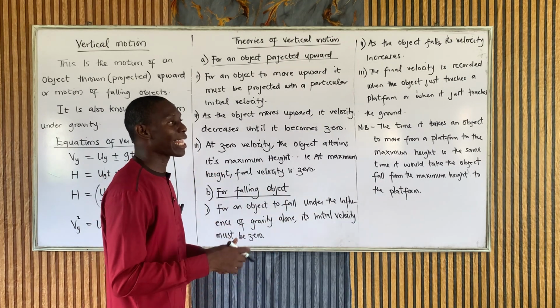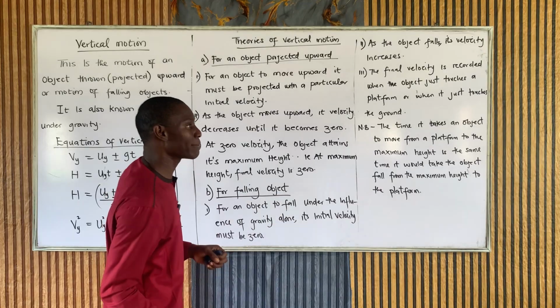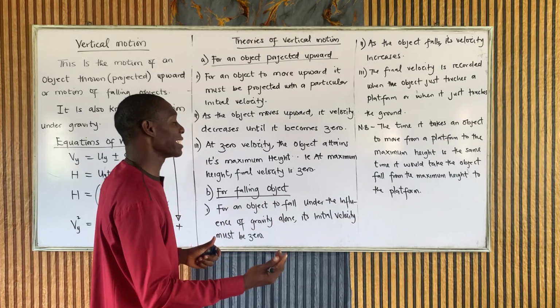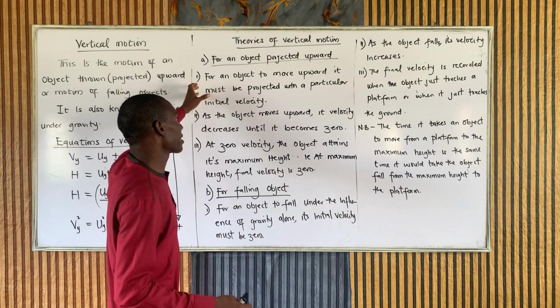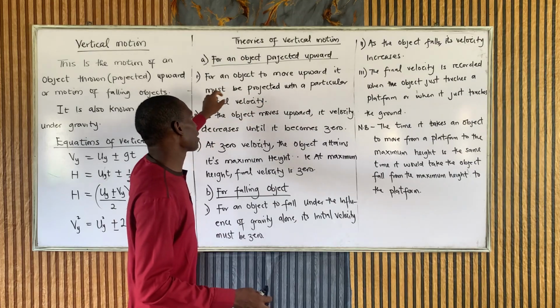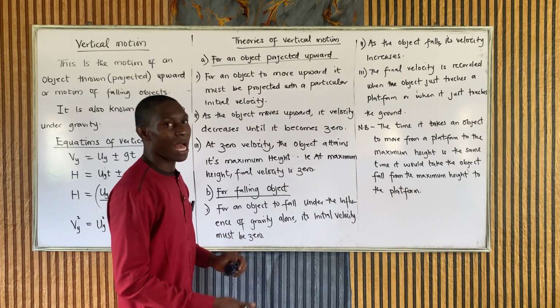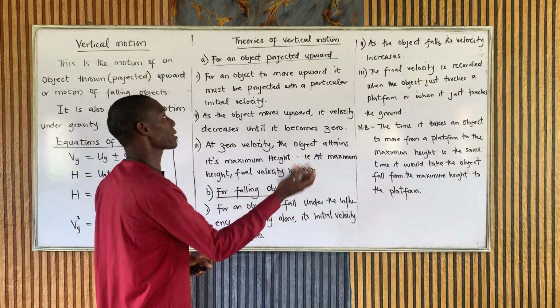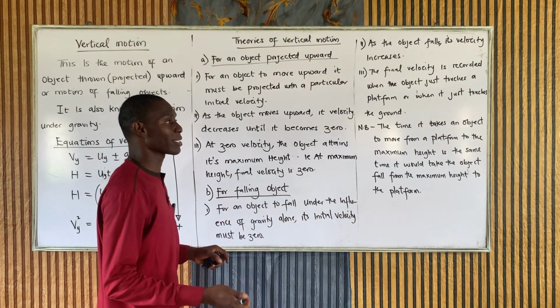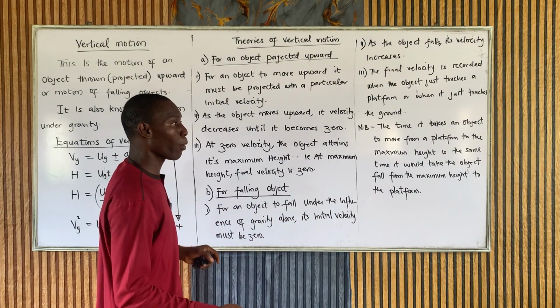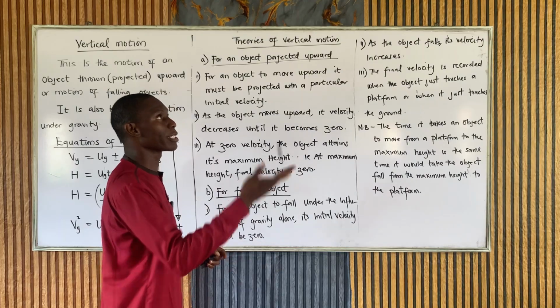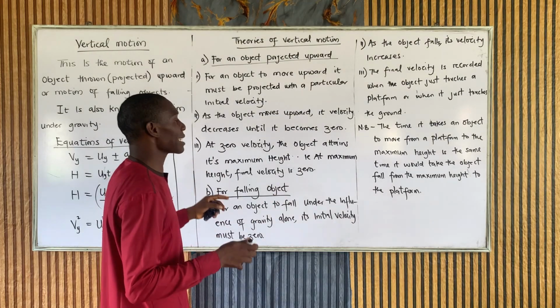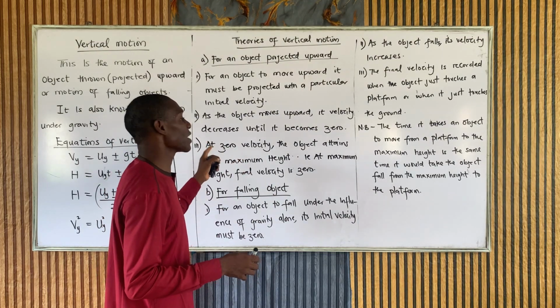First of all, an object cannot move upward except you force it, except you give it an initial velocity. And that's what the first one is saying. For an object to move upward, it must be projected with a particular initial velocity. I must throw this marker upward for it to go upward. So the first one is simply telling us that an object cannot move upward on its own without you throwing it upward.